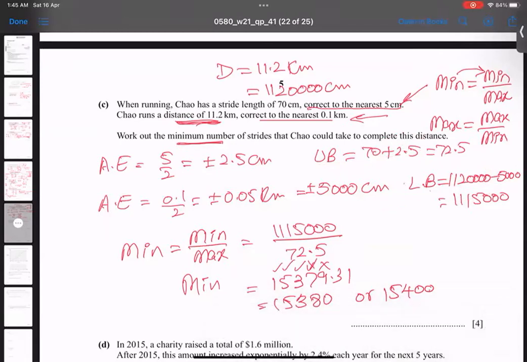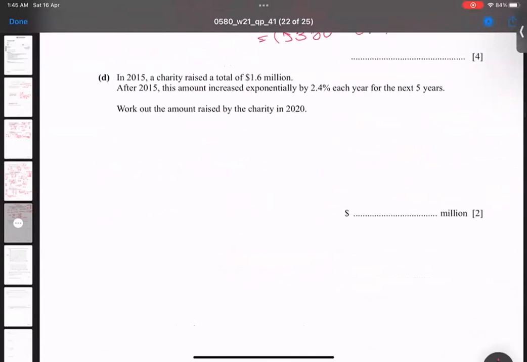The next point here: in 2015, a charity raised a total of $1.6 million. After 2015, the amount increased exponentially. I want to tell one thing: whenever something increases or decreases exponentially, make sure there's a formula of compound interest. I repeat again: whenever we have an exponential increase or decrease, the compound interest formula applies.